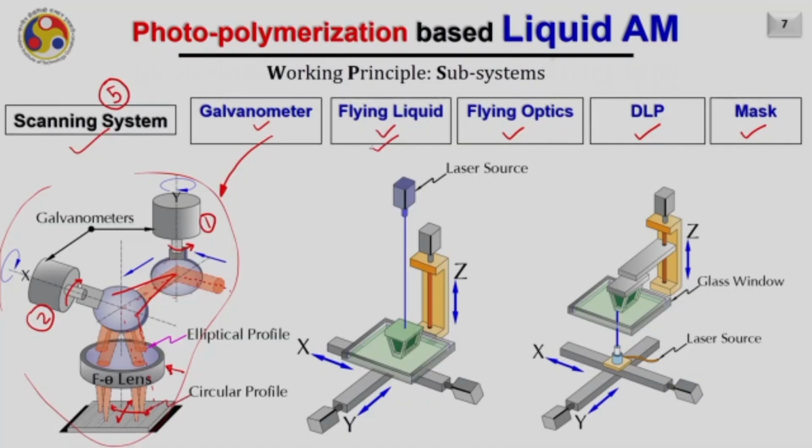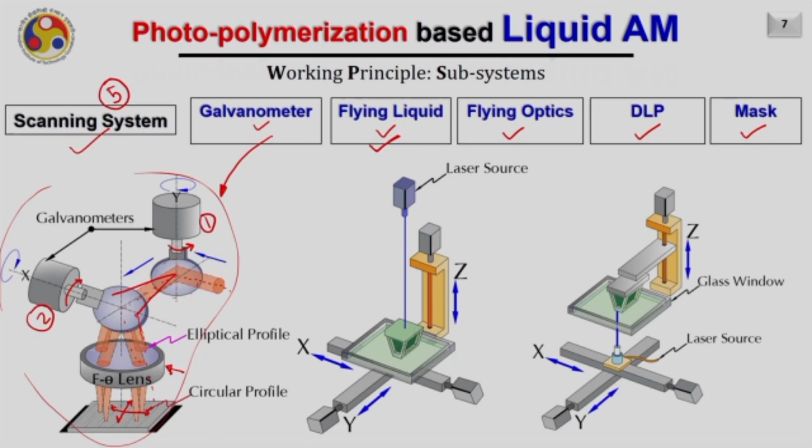However, there are some issues, like when the beam strikes at an angle on the bed of the liquid photopolymer, the spot may not remain circular. For that, sometimes f-theta lenses are used. We shall discuss in detail how this galvanometer works when we discuss a machine which particularly uses the galvanometer. The next option for the scanning system is flying liquid.